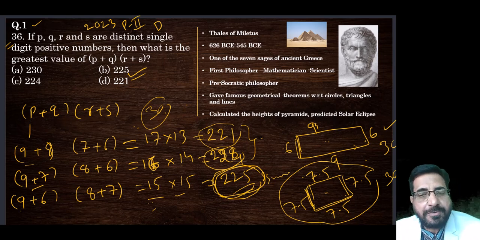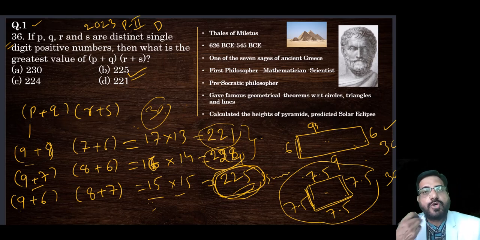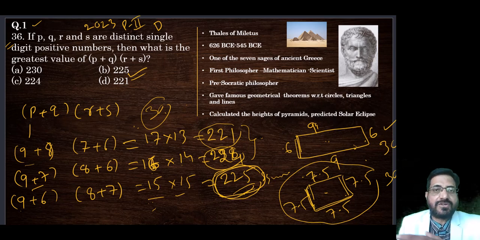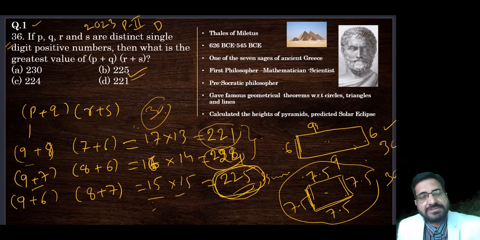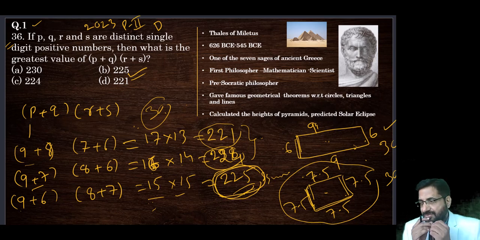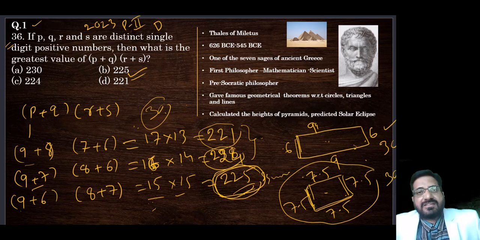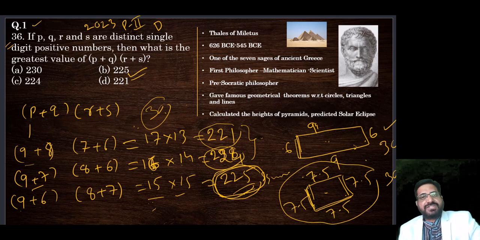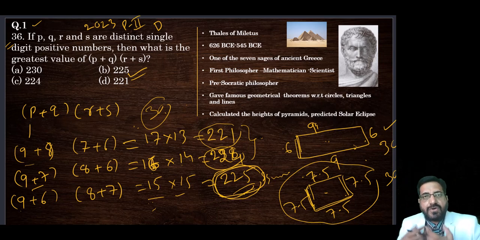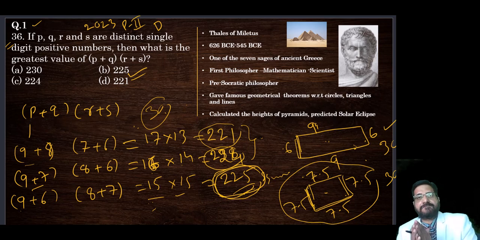If you know about geometry, if you know about squares, if you know about rectangles, if you know about pyramids, it's very simple. So the thing here is that mathematics is not a tough thing to understand. You have to evolve your method of studying and understanding things. That evolution should be there.